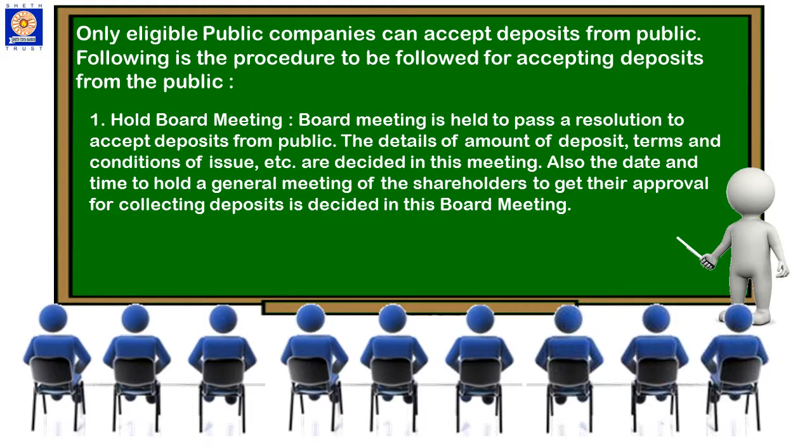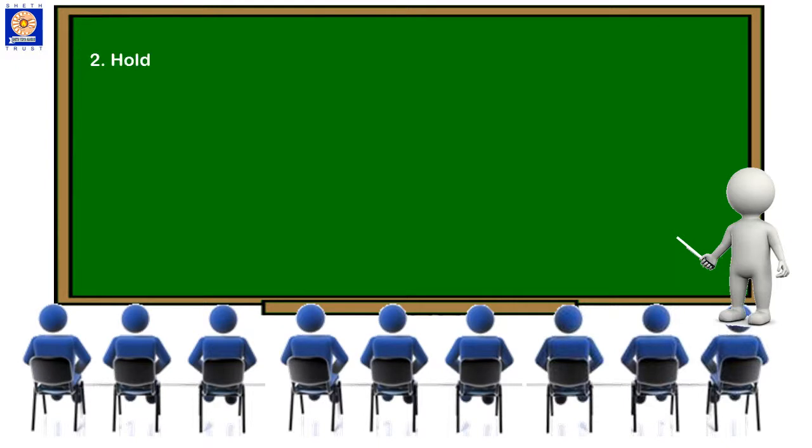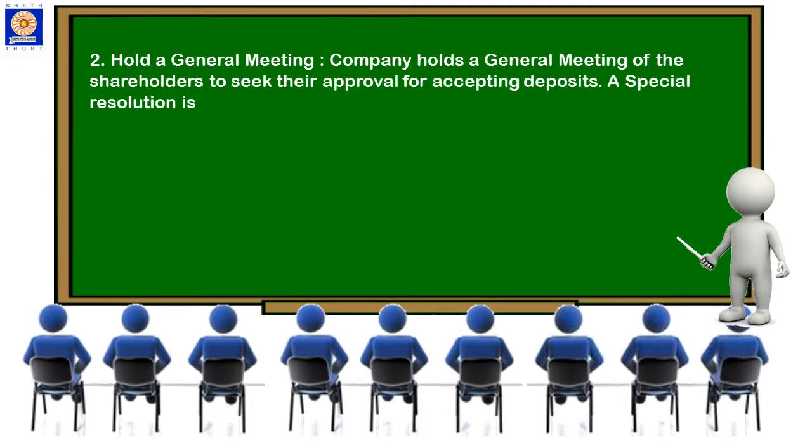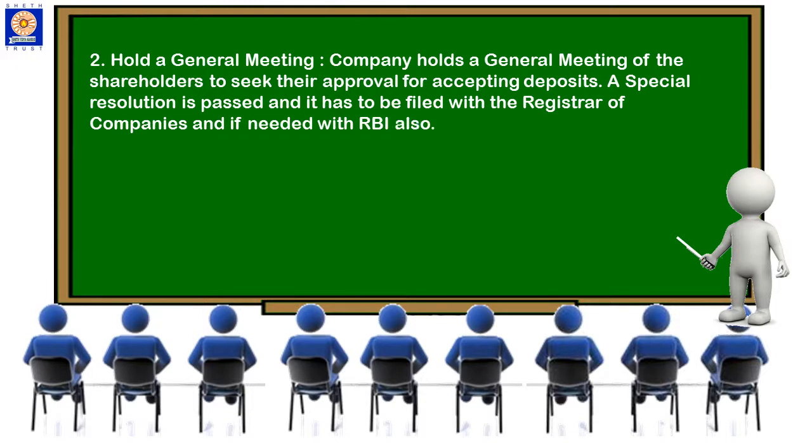As learned in the previous lecture too, it is very important to take shareholders' approval before accepting deposits or before planning for accepting deposits. So the company has to hold a general meeting. The company holds a general meeting of the shareholders to seek their approval for accepting deposits. A special resolution is passed and it has to be filed with the ROC, that is Registrar of Companies, and even with the RBI if needed.